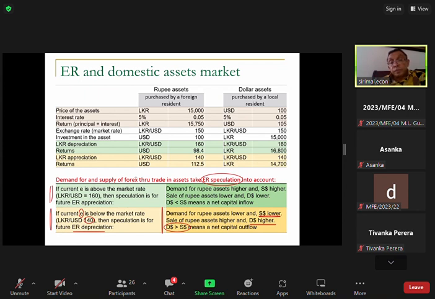If there is a net capital outflow, obviously the exchange rate depreciates. So whatever the public, the foreigners, speculate is going to be true. It will come true.